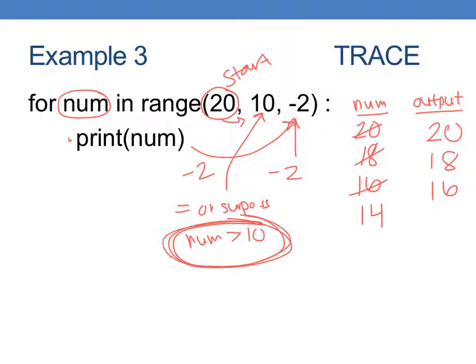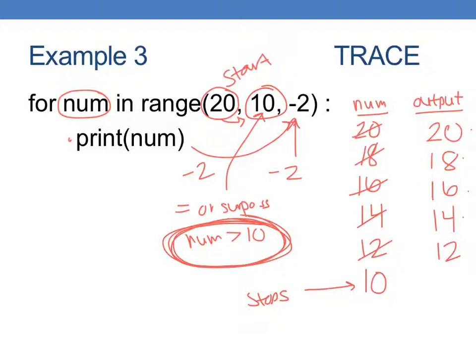14, still greater than 10, print it to the screen, subtract 2. 12 is still greater than 10, print it to the screen, subtract 2. It's this 10 because we equal it or surpass it that stops our for loop from running. So at 10 we stop, we don't run it, and we can see our loop ran 1, 2, 3, 4, 5 different times.